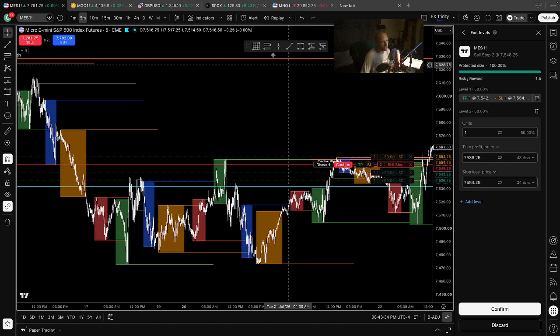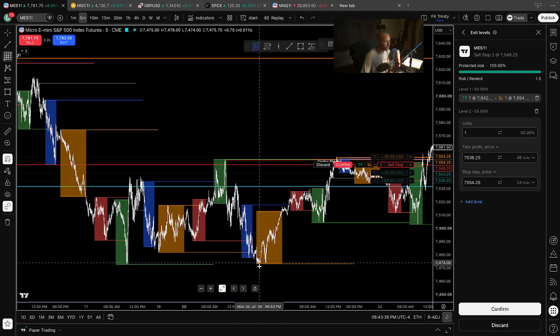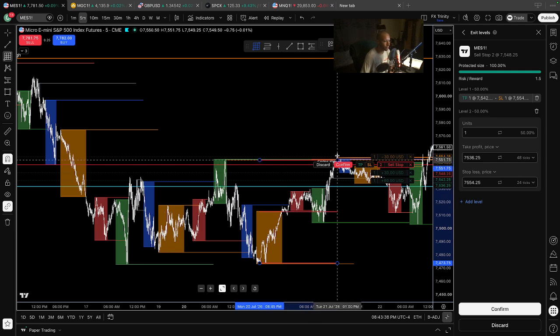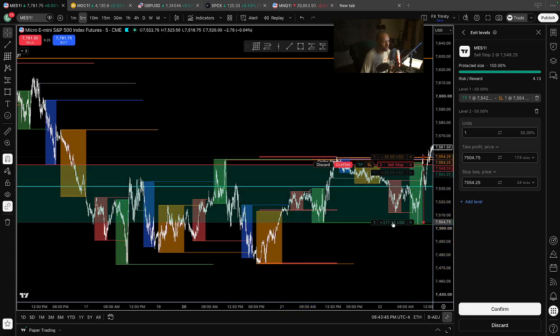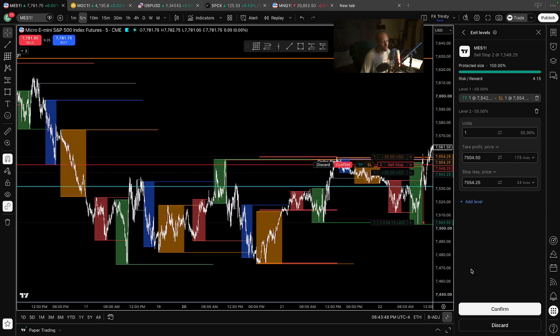So let's just say we just took it to equilibrium of the range, right? Okay, there's a low right here, and it's in EQ. So we take it to the low in the EQ. That's the method. So boom. You just risked $60 and made $250.